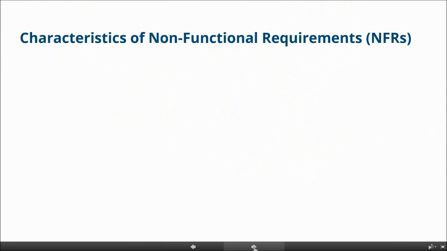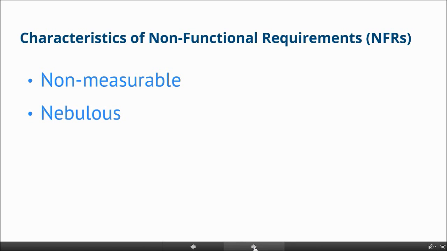So, characteristics of non-functional requirements: they are typically non-measurable. Now, this piece is quickly going to diminish as we go through a process of breaking down these non-functional requirements. But just at the onset, at the highest level, non-functional requirements are usually non-measurable. They're nebulous, meaning that they're a little wiggly. They're not always clear. You might say, well, what do you mean by that?